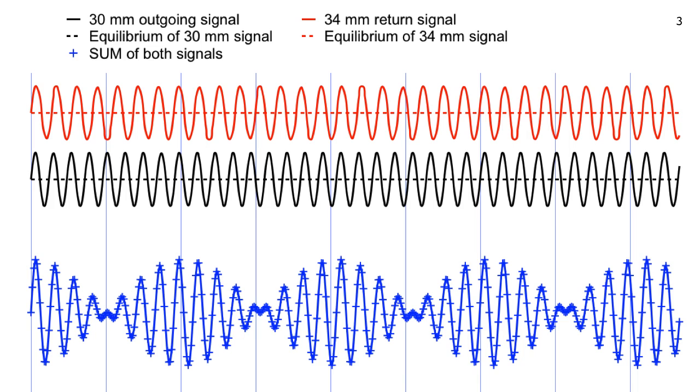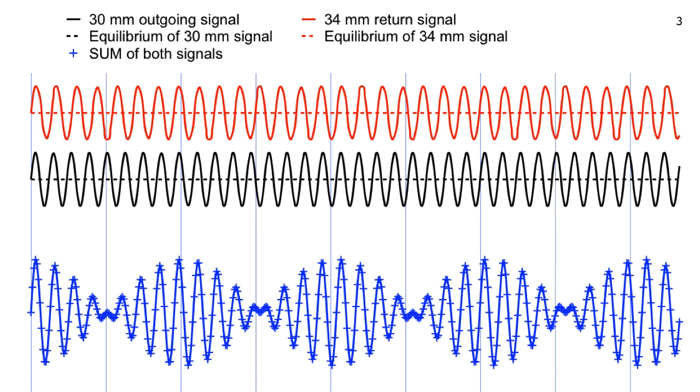So this would be like a voltage that the receiver picks up from the return signal, and then the black one would be the voltage, for instance, of the outgoing signal to the transmitter. So it transmits at a certain frequency and a certain wavelength, and then it comes back at a slightly longer wavelength. So make a note, lambda 2, the return signal, is 34 millimeters.